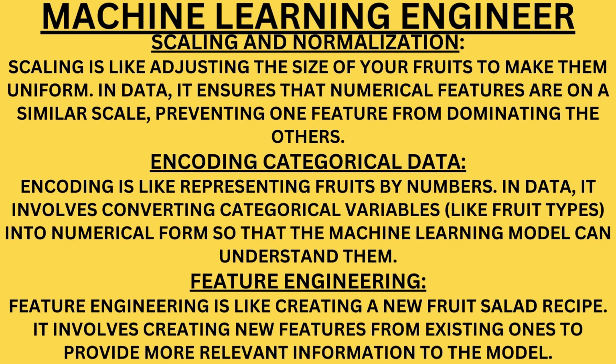Encoding categorical data. Encoding is like representing fruits by numbers. In data, it involves converting categorical variables like fruit types into numerical form so that the machine learning model can understand them. Feature engineering. Feature engineering is like creating a new fruit salad recipe. It involves creating new features from existing ones to provide more relevant information to the model.